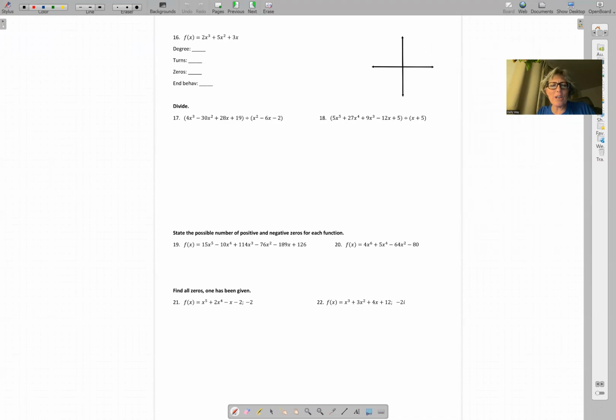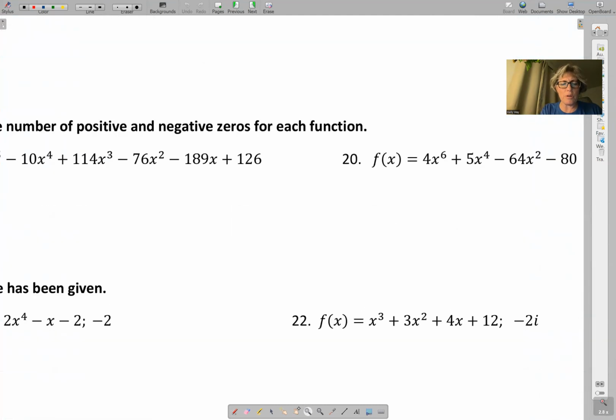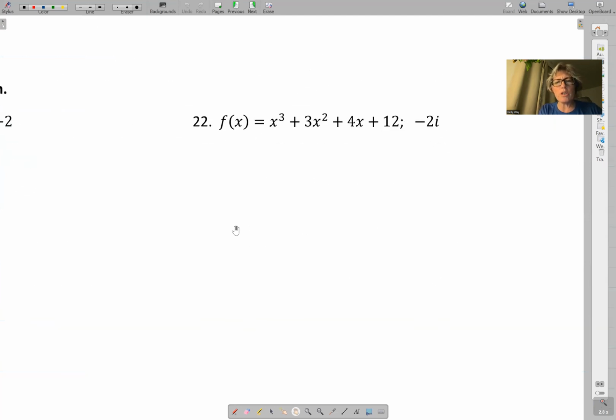All right, let's take a look at 22, 23, and 24. Finding all the zeros. And in 22, i has already been given. So it's giving you a hint right here with that i, that at some point you're going to have the square root of a negative number. That's where the i comes from.